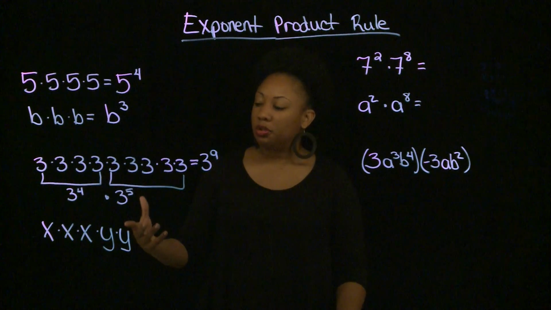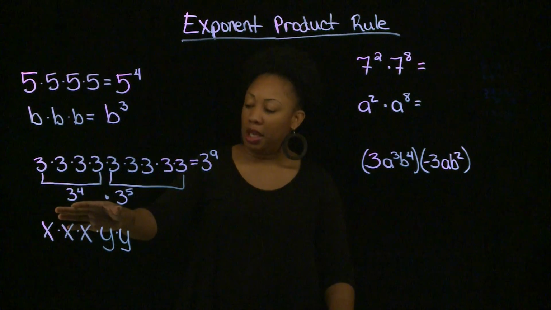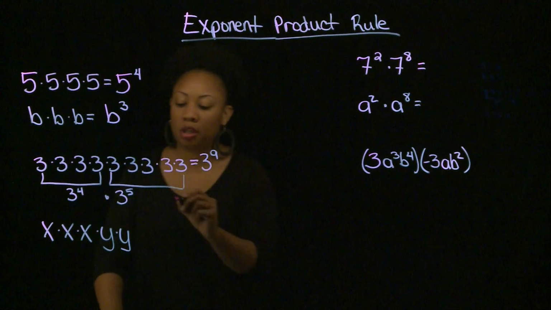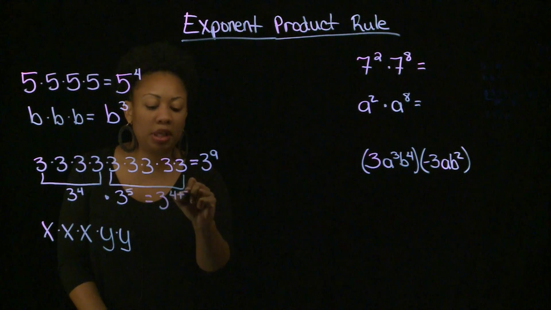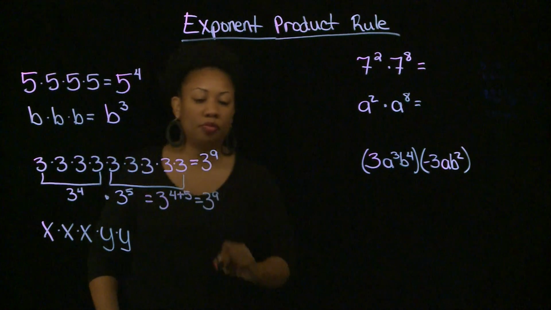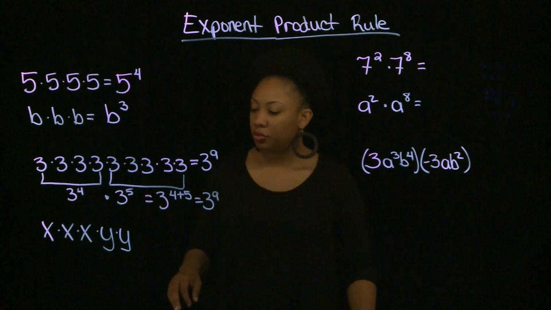So what the product rule is telling us is if you have the same base, which is our 3, called our base, then you can add your exponents. So I can write this as 3 to the 4 plus 5, which gives me 3 to the 9. So this is your product rule.